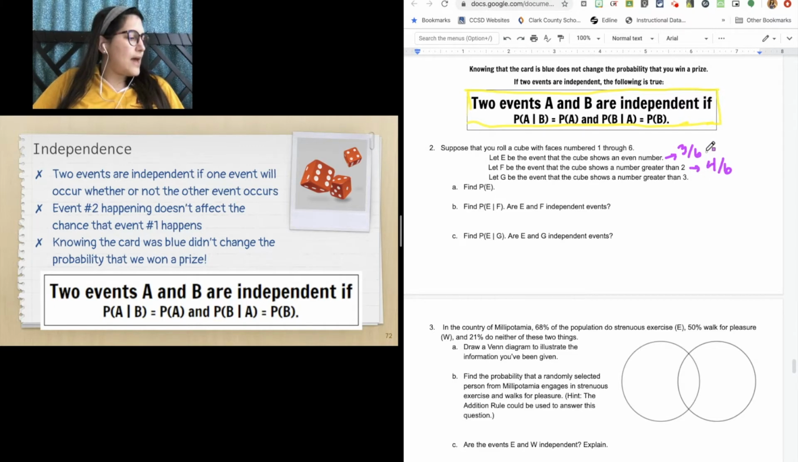Okay, and I'm actually going to reduce these fractions a little bit just so that you can see what's happening here. Okay, so 3 out of 6 reduces to 1/2. Oops, sorry, everybody. My computer's being wonky. So this reduces to 1/2. 4 out of 6 reduces to 2/3. Okay, and then my last one here, G, is the event that the cube shows a number greater than 3. So there's 3 options there, right? 4, 5, and 6. So this is 3 out of 6, which again reduces to 1/2.